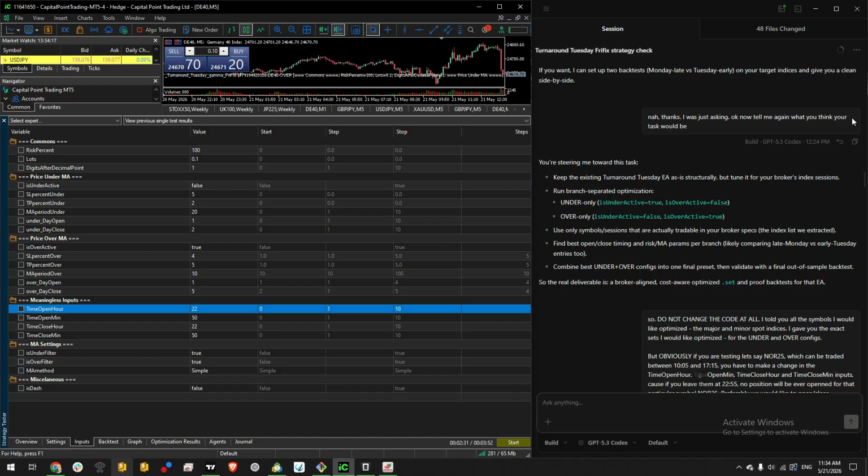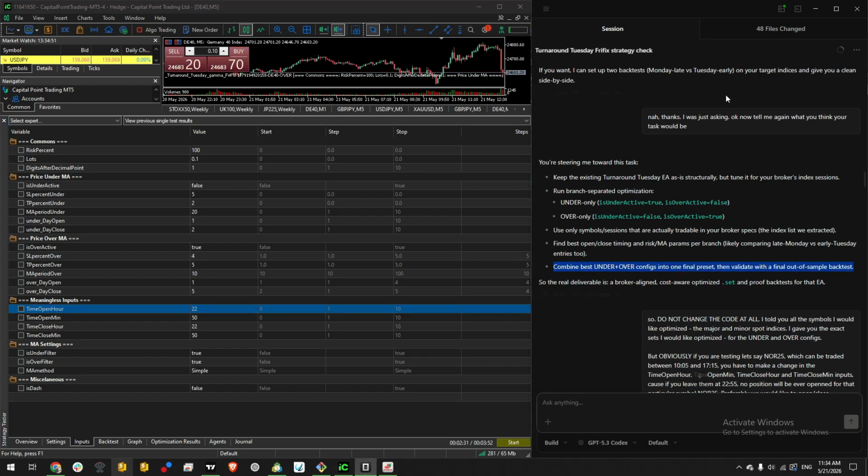Okay, now tell me again what you think your task would be. You're steering me toward this task. Keep the existing turnaround Tuesday EA as is structurally, but tune it for a broker's index sessions. Run branch separated optimization, under only, over only. Use only symbol sessions that are actually tradable in your broker specs. Yes, find best open close timing in the risk MA. Yep. Combine best under over configs. No, I didn't ask it for that, but yeah, it's guessing very well actually.